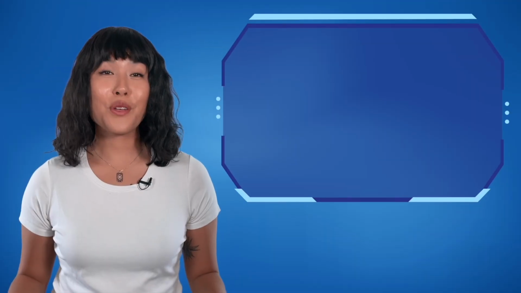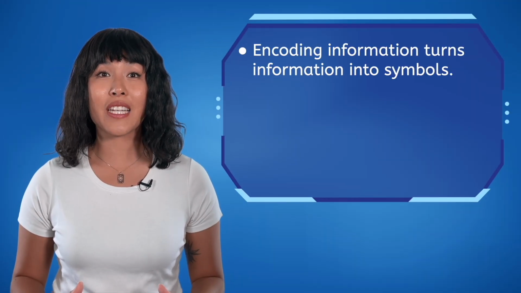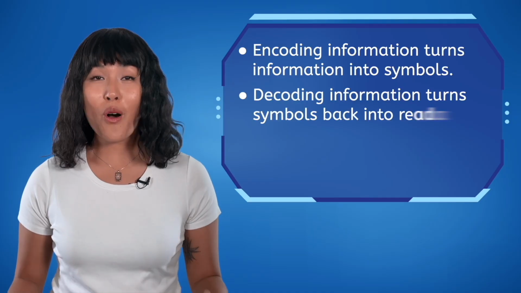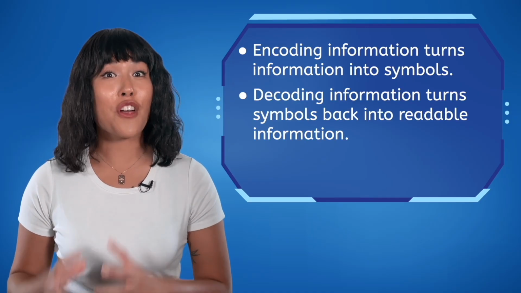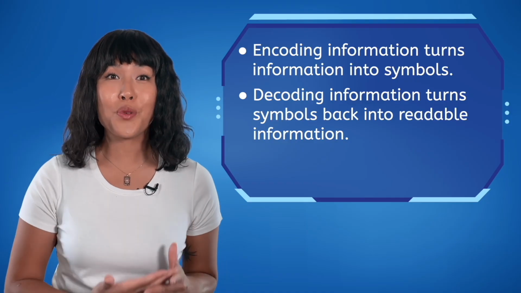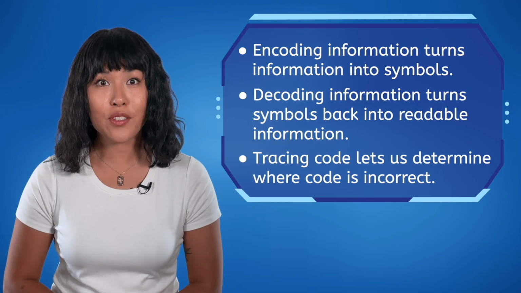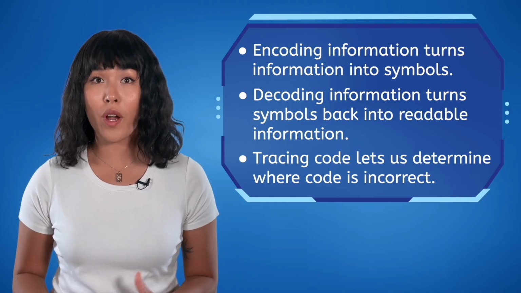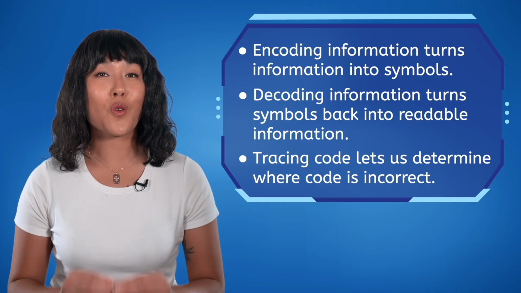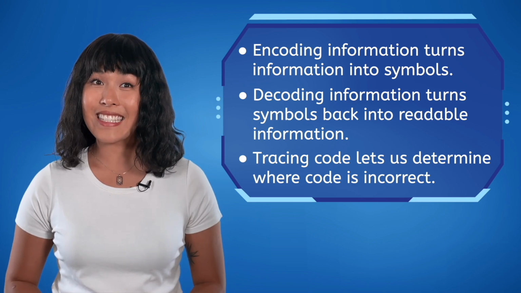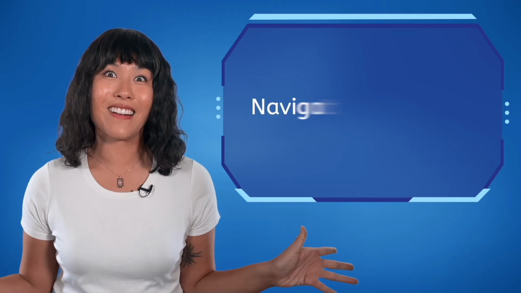In this lesson, you've learned about encoding information, which changes information into symbols. You've also learned about decoding information, which changes those symbols back into readable information. Last, you learned how to trace code in order to determine where code might have gone a little wrong. Use what you've learned to work through this next task and communicate to Mission Command where we are.